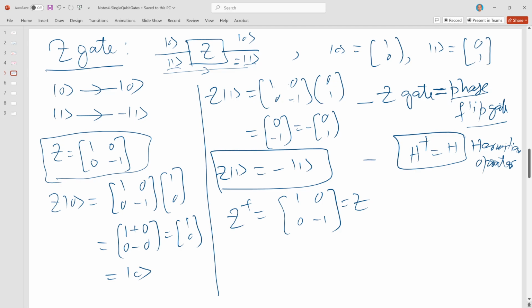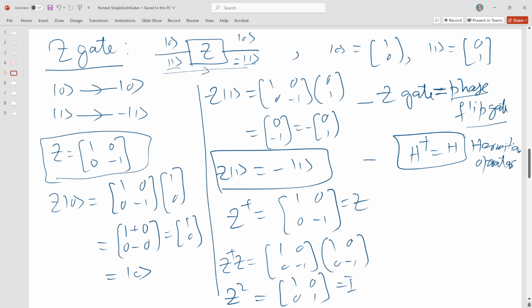Let's see if it happens to be a unitary operator. Same was the case for X. X was a unitary and a Hermitian operator. So let's multiply Z dagger with Z. So [1 0; 0 -1] times [1 0; 0 -1], and you can check it for yourself that it turns out to be identity. So it means that this Z square is identity, which again makes sense because if we apply Z twice, we should get the same input back.